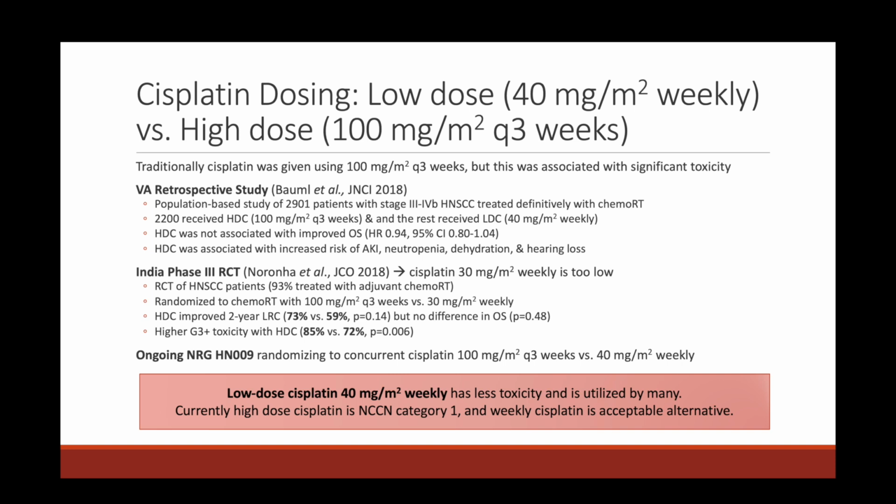There is an ongoing trial, NRG-HN009, that's randomizing patients to concurrent cisplatin, 100 milligram per meter squared every 3 weeks versus 40 milligrams per meter squared weekly. But low-dose cisplatin, 40 milligram per meter squared weekly, does have less toxicity, and it is utilized by many already. Currently, high-dose cisplatin is NCCN Category 1, and weekly cisplatin is listed as an acceptable alternative. But I will say at my institution, we typically use 40 milligram per meter squared weekly fairly standardly, and I think there are many others that do this as well.